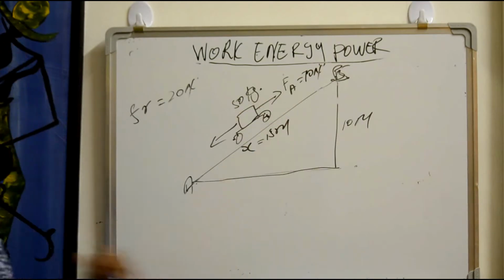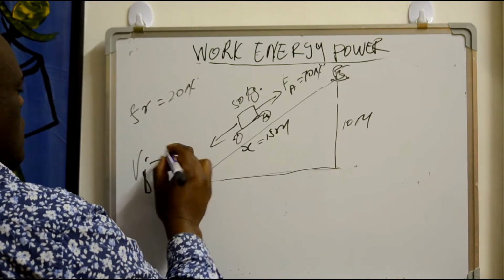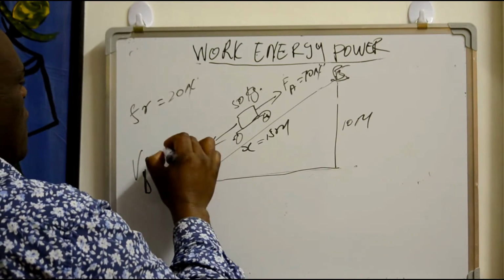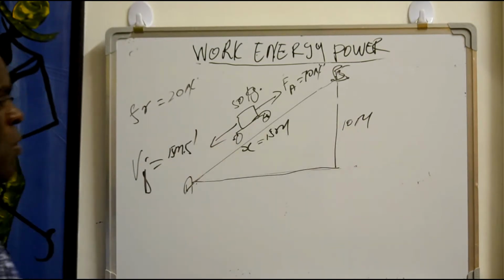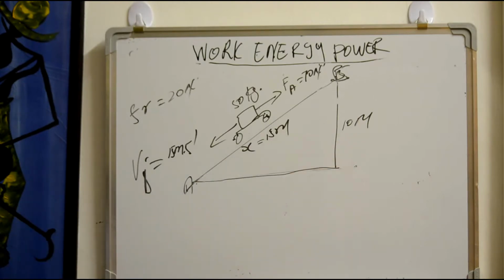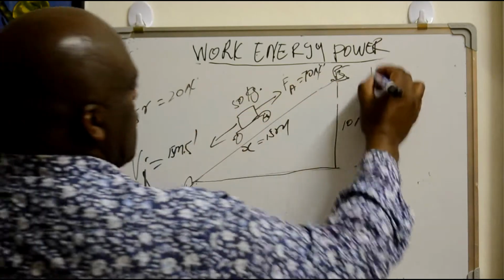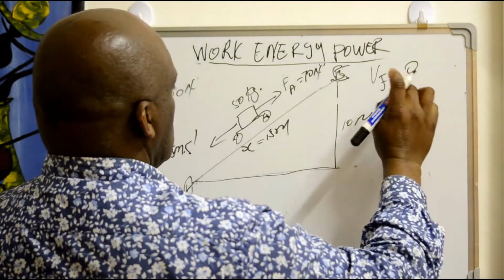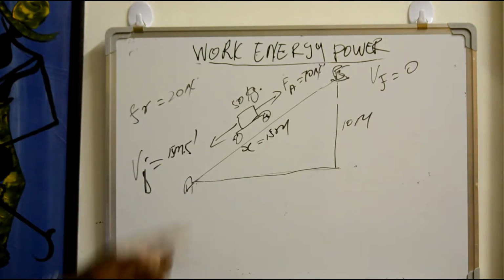And my Vi is, let's say, 15 meters per second. Now we are given the height. So the point that I want to explain here is that we are not given an angle, we are given a height. Then how do you do it? Here is the friction force, here is the Vi, but let's say for final velocity, Vf is 0.